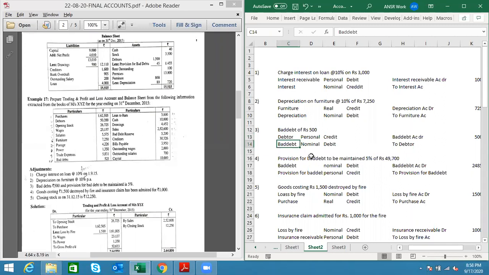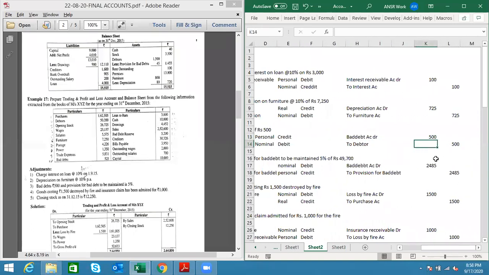Debtor is a personal account, and bad debt is a nominal account, which is the expense. As I said, it is an expense, so nominal account debit all expenses in expenses and losses, so it will be debited. And debtor, it is a personal account, and even though he has not given, hypothetically we are assuming that he has given because we want to strike off his name. So the entry is bad debt account debit to debtor account, which is 500 and 500.